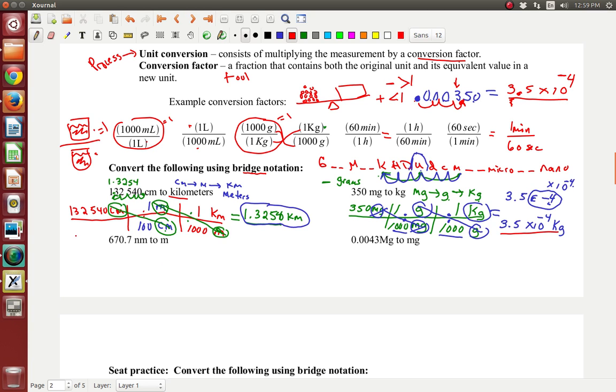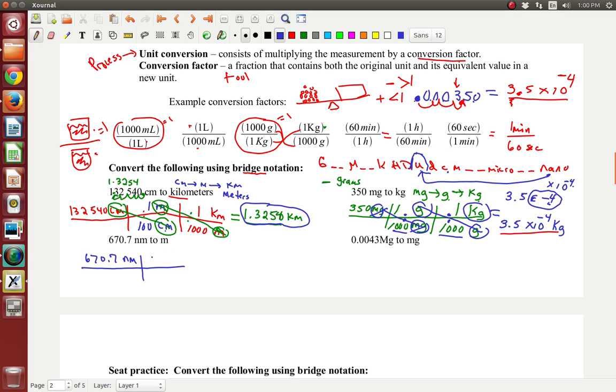Okay, let's do another one. 670.7 nanometers to meters. Okay, let's go back up here and see what we're moving from. We're going from nanometers to meters. Okay, nano, there it is, way down here. I'm going from nanometers all the way to meters. Okay, I'm not going to the other side past the basic unit. The basic unit here is a meter. So nanometers to meters is just a one-step process.